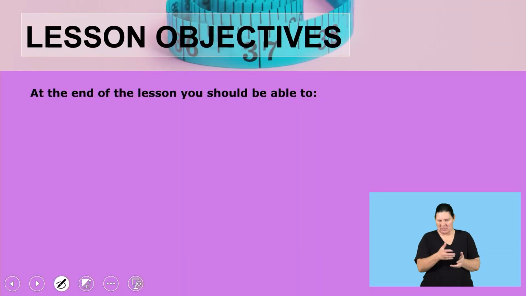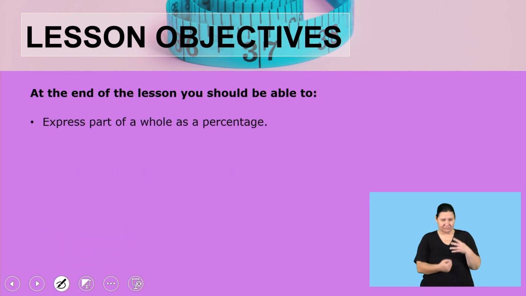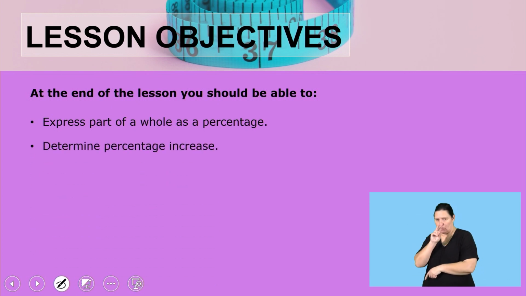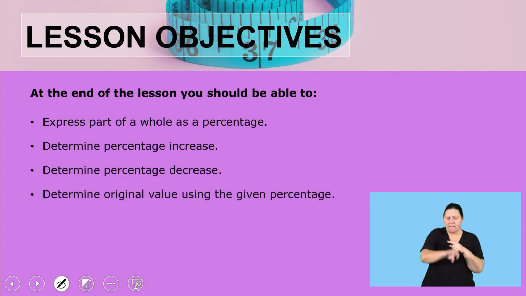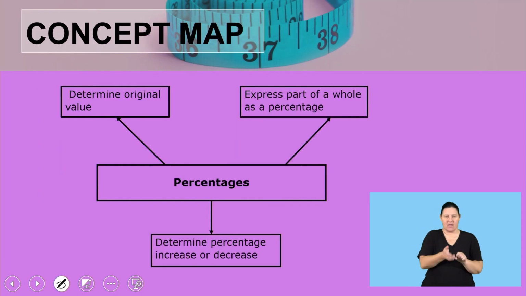Okay, now in this lesson, we are going to cover the following objectives. Firstly, we are going to express part of a whole as a percentage. We are going to determine the percentage increase, determine the percentage decrease, and determine the original value using the given percentage. So this is all we need to cover by the end of this lesson. The content we are going to cover today is to express part of a whole as a percentage, to determine the percentage increase or decrease, and to determine the original value.